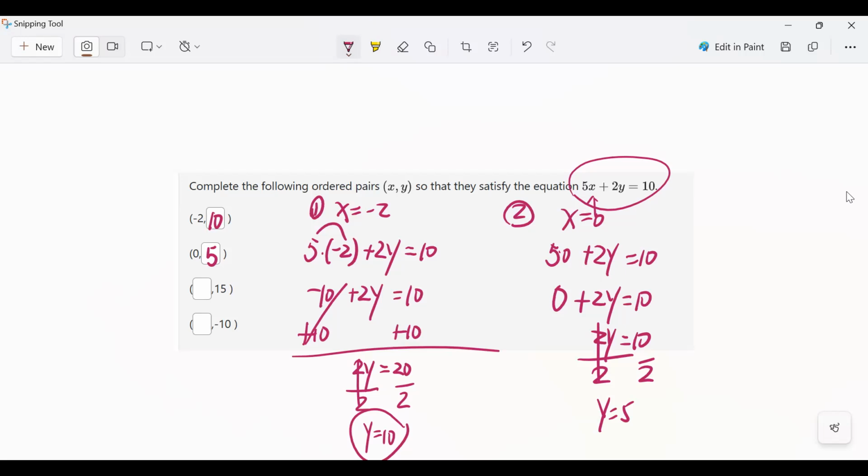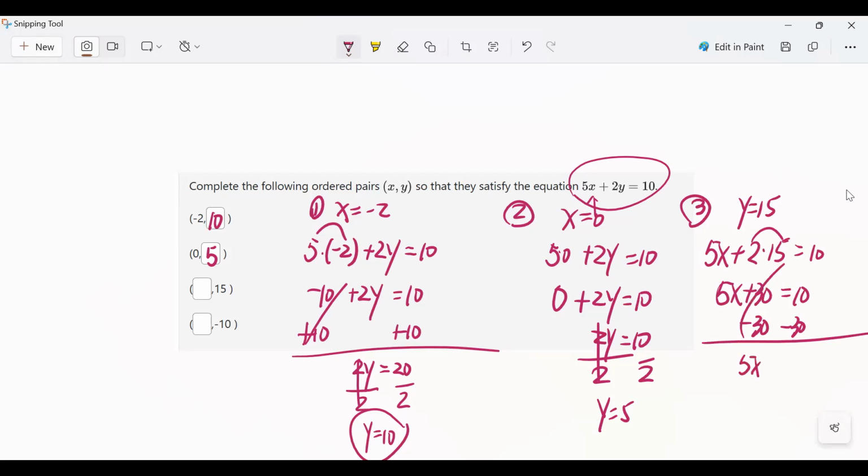The third ordered pair, we are given the y value equal 15, and then solve for x. So it's 5x plus 2 times 15. 2 times 15 is 30. So 5x plus 30 equals 10. Now subtract 30 from both sides of the equation. 5x equal to 10 minus 30 is -20. And divide both sides of the equation by 5. Cancel the 5, x equal to -4.